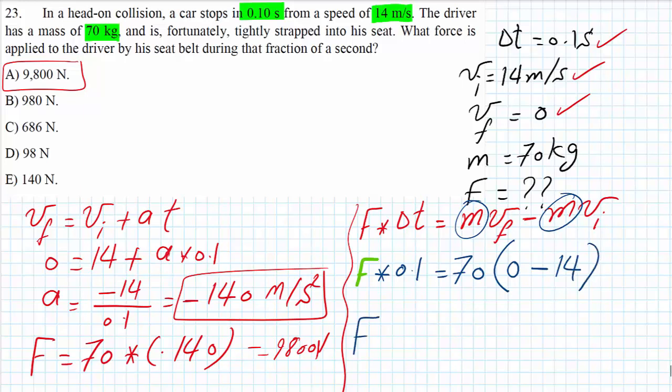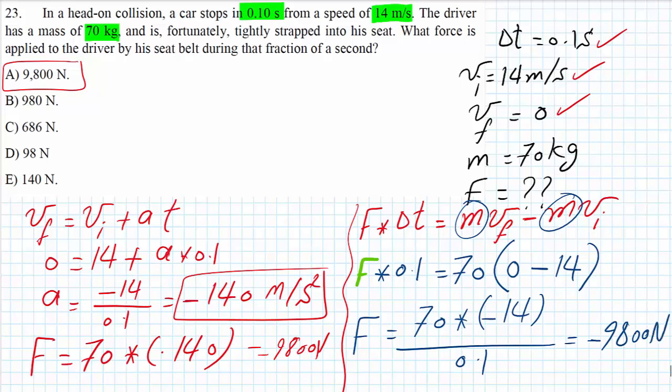And let's substitute here, so it will be 70 times negative 14 divided by 0.1. It gives you negative 9,800 Newton. Again, the sign here, it shows only the direction, but he is asking for the value. So the value is 9,800. So you can solve it using Newton's second law or using the impulse and momentum equation.